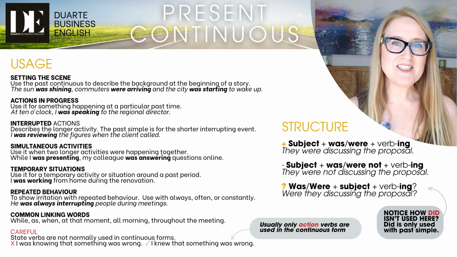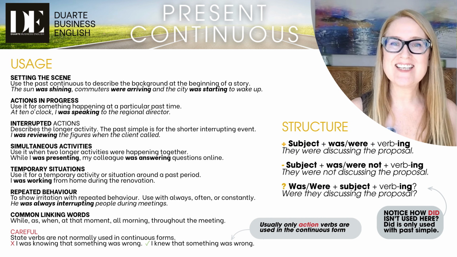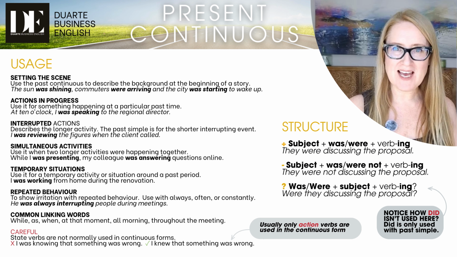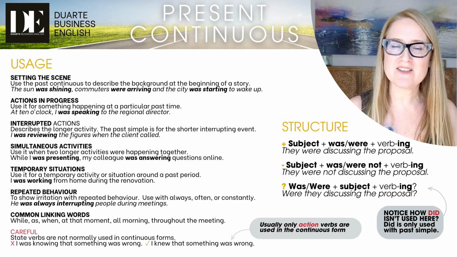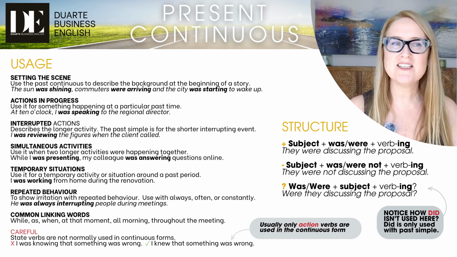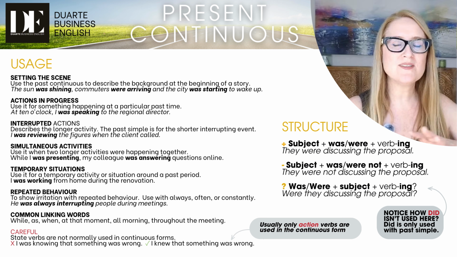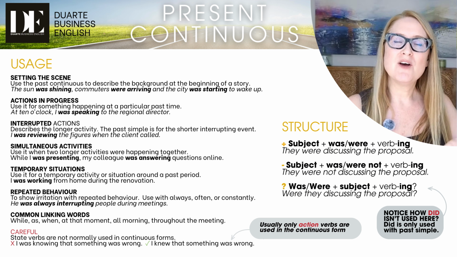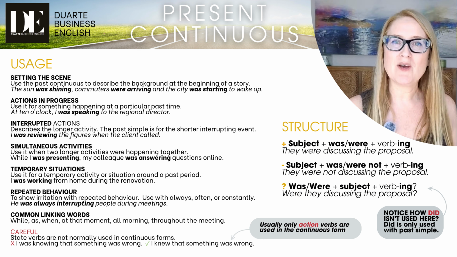Okay, so the past continuous is incredibly useful for setting the scene. It describes the background. It lets people understand what's happening in the situation around something. So the sun was shining, commuters were arriving off the train, and the city was starting to wake up. That's a whole cinematic opening for you right there, because we're putting it in past continuous. We're really showing the atmosphere, what's happening, what's going on.